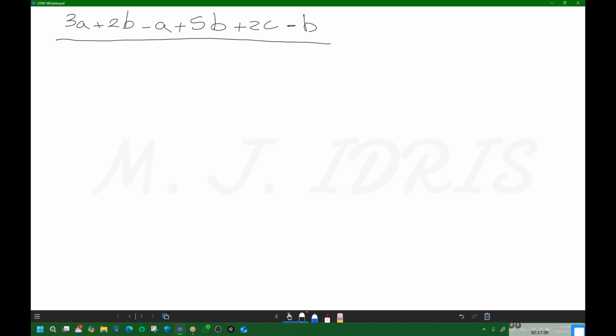So I'm going to write a because I'm solving a now. This a has 3 next to it. This a doesn't have anything, but secretly it has a hidden number 1. Any letter that doesn't have any number next to it means it has a number 1 next to it. I'll explain later, right? After I finish this. So here, 3 minus 1 gives me 2. So the answer is 2a.